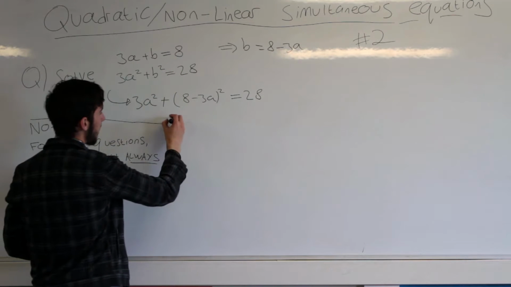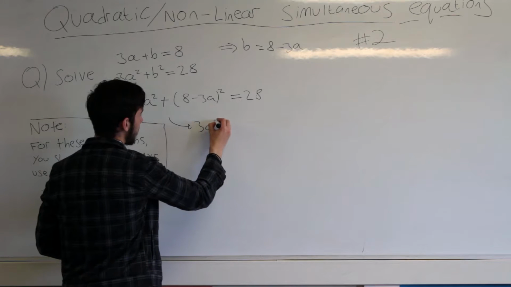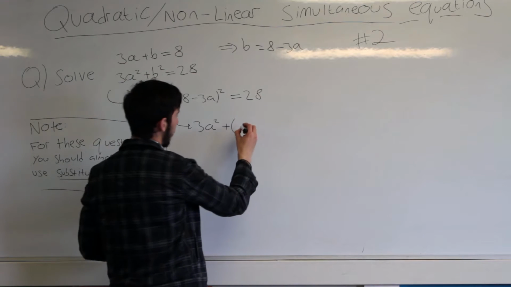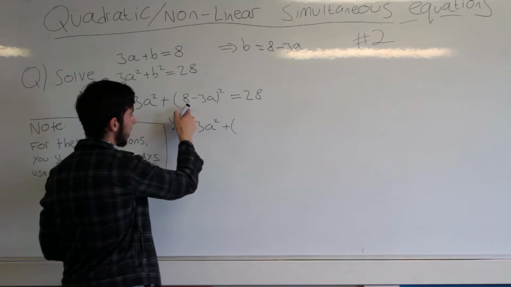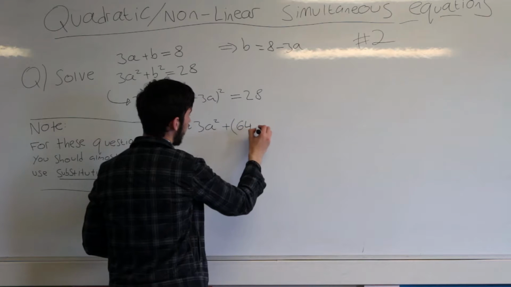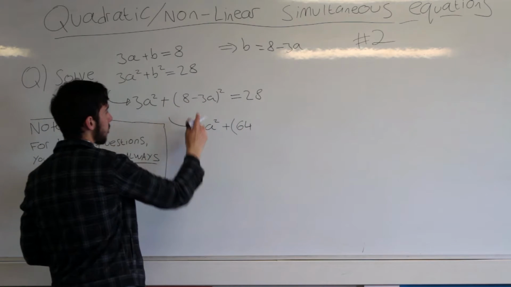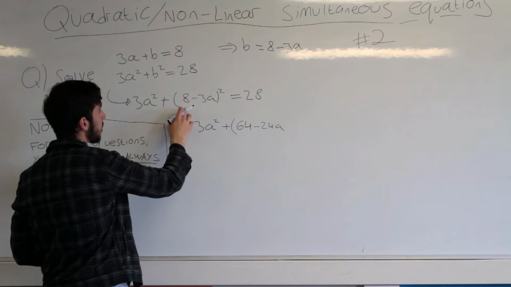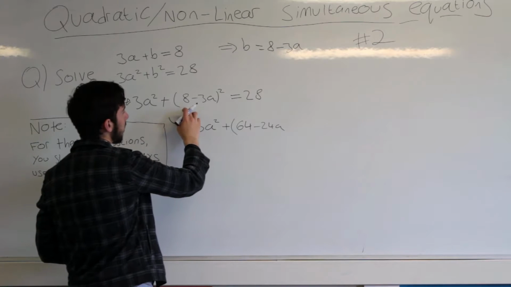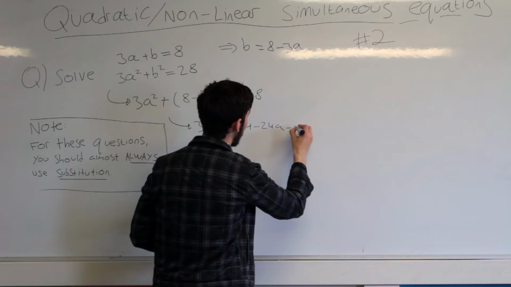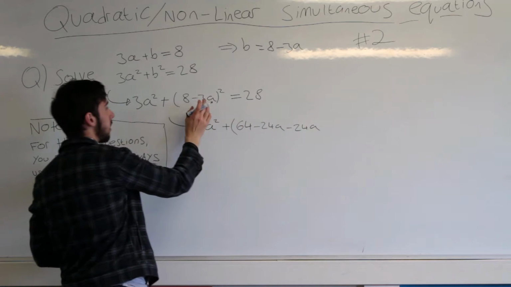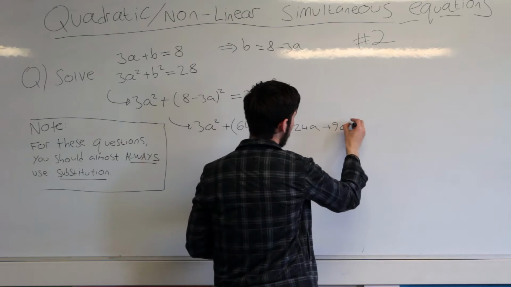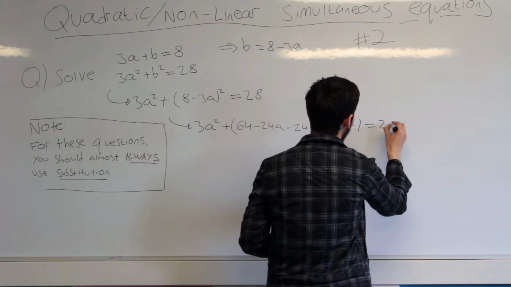Guys, now we can rearrange again. So we're going to have 3A squared. And again, I'm going to expand these brackets out. You can do this with FOIL, but we're going to just go straight up. First, that's going to be 8 times 8, which is 64. Outside would be 8 times minus 3A, so that's minus 24A. Inside would be minus 3A times 8, which is just another minus 24A. And last is minus 3A times minus 3A, which is positive 9A squared. Okay. And that's still equal to 28.